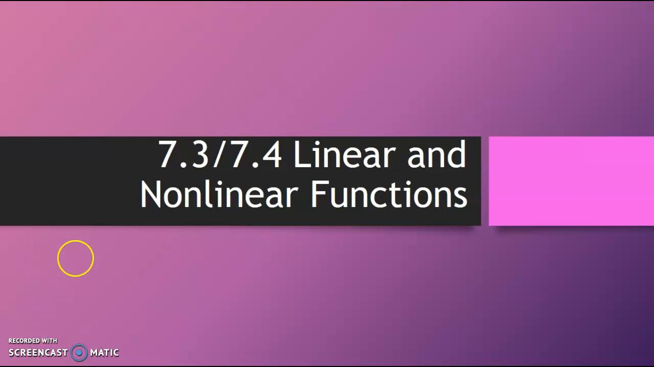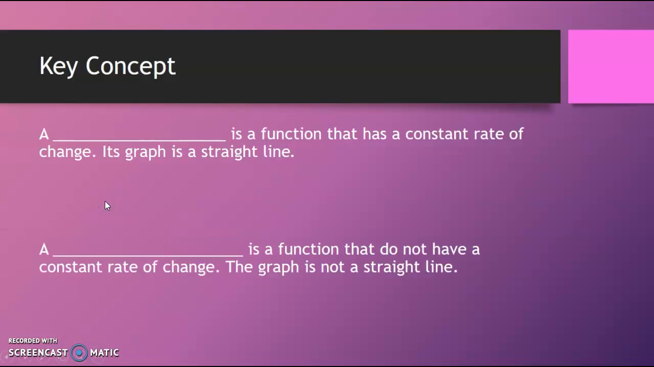So let's start with what is a linear function. A linear function is a function that has a constant rate of change. So that's our slope. And its graph is a straight line. So in chapter 5, we were graphing that y equals mx plus b, and it created a straight line. So any of those relations that creates a straight line.